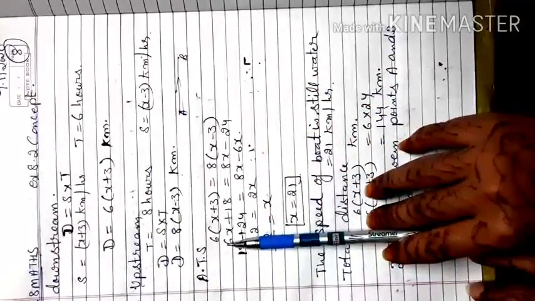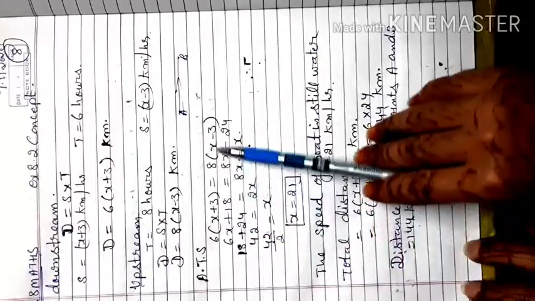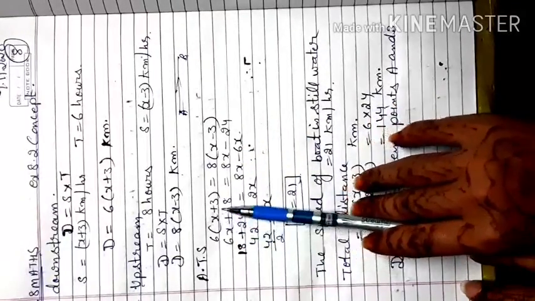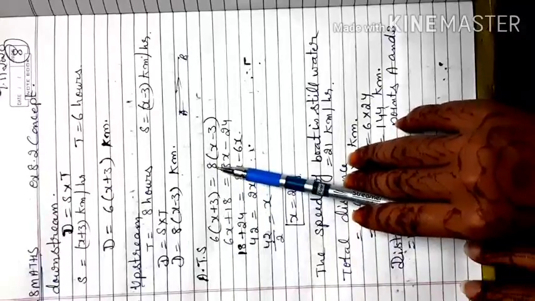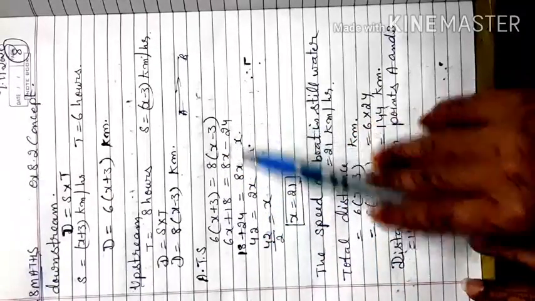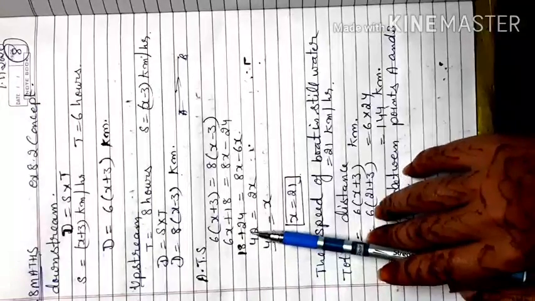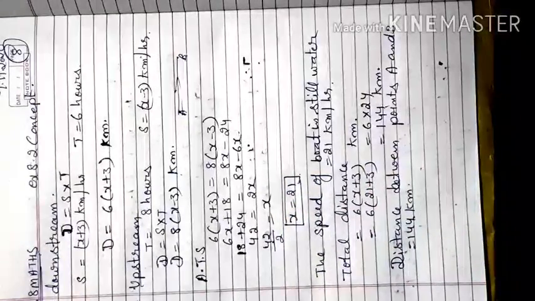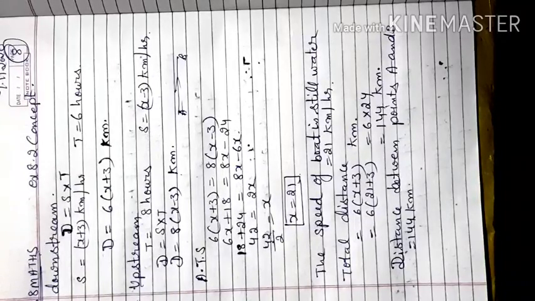So when you multiply 6 into x plus 3 and 8 into x minus 3, you multiply both terms with 6 and with 8: 6x plus 18 equals 8x minus 24. So 18 plus 24 is equal to 8x minus 6x. After transposing and cross multiplying, we get x value equal to 21. That means the speed of the boat in still water is equal to 21 km per hour.